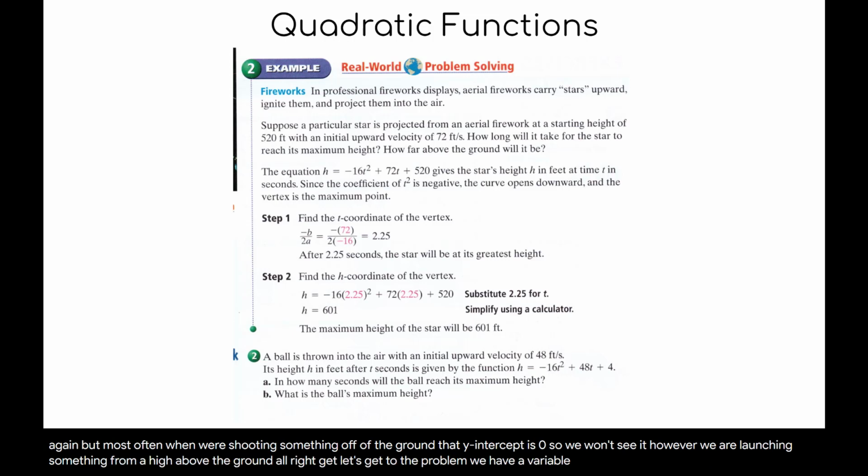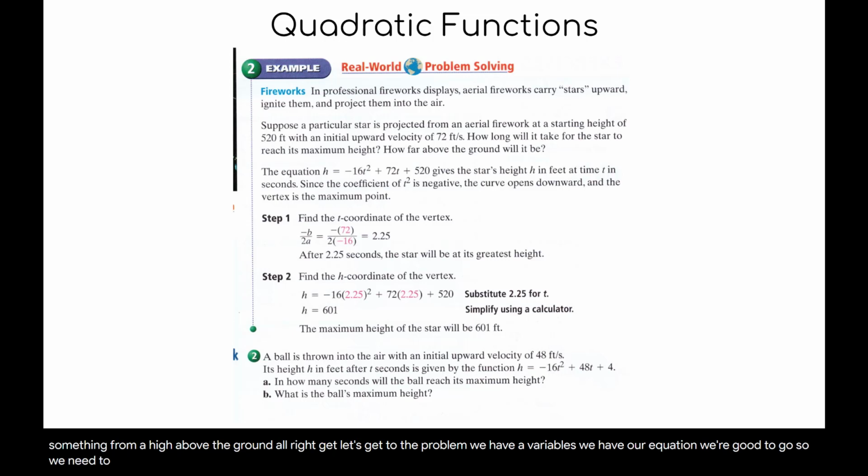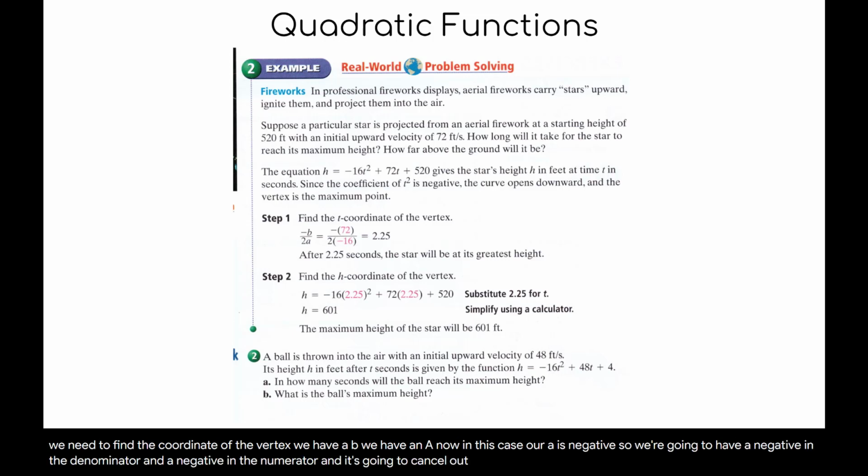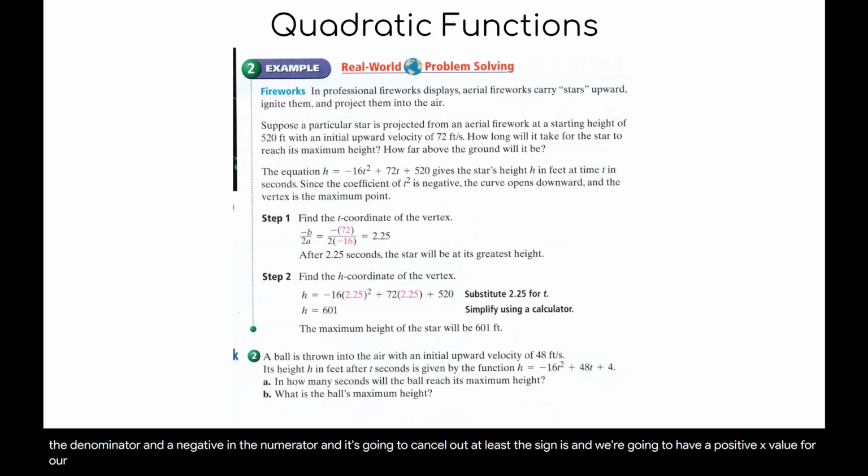All right, let's get to the problem. We have our variables, we have our equation, we're good to go. So we need to find the coordinate of the vertex. We have a b, we have an a. Now in this case, our a is negative. So we're going to have a negative in the denominator and a negative in the numerator, and it's going to cancel out, at least the sign is. And we're going to have a positive x value for our axis of symmetry.